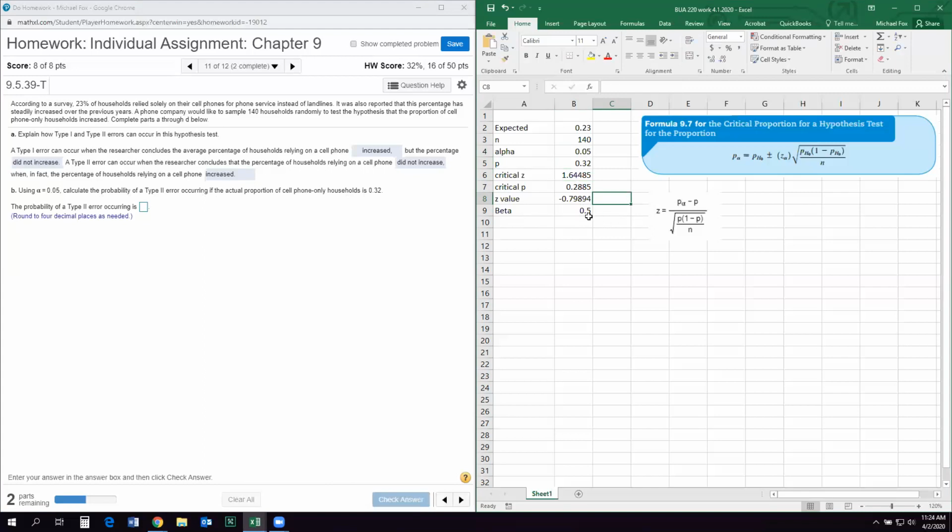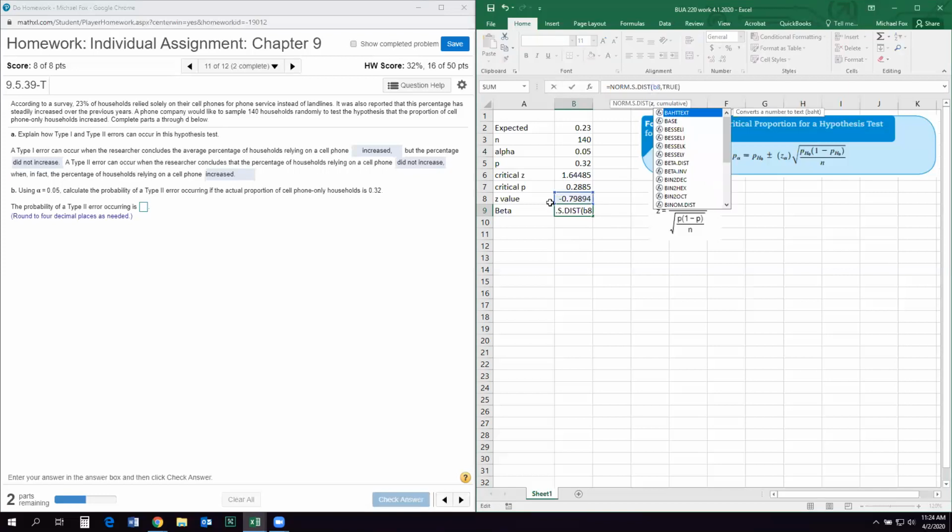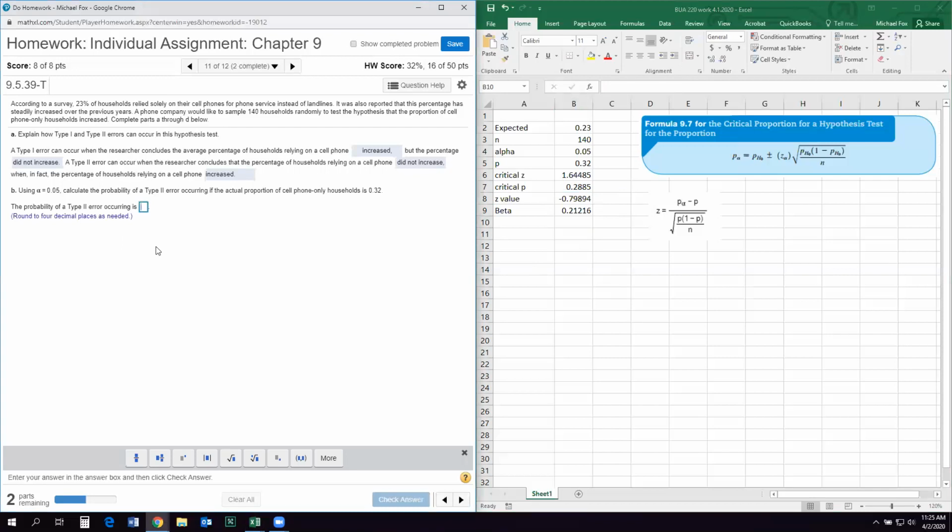So I'm going to delete this, and then I'm going to change my beta here. Instead of looking at cell C8, it's going to look at cell B8, just my Z value without any rounding done on it. And that should be my beta, 0.21216. It wants 4 decimal places. So 0.2122.